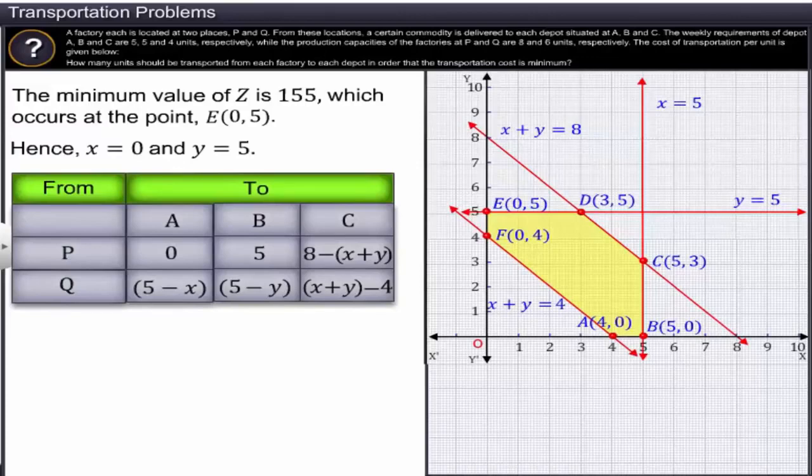Substituting the values of x and y in the table, we get the required number of units to be transported from P and Q to A, B and C. So from the factory at P, we must transport 5 units to depot B and 3 to depot C, but none to depot A. Similarly, from the factory at Q, we must transport 5 units to depot A and 1 unit to depot C, but none to depot B. This will keep the transportation cost to the minimum.